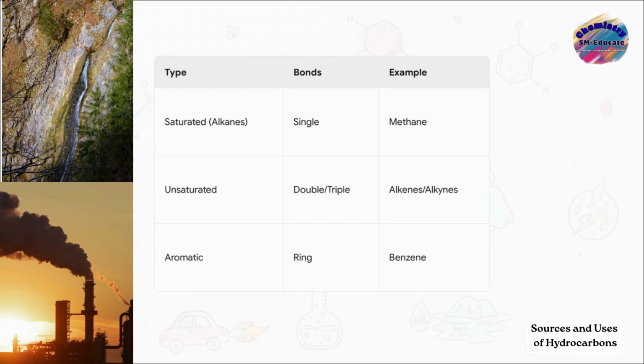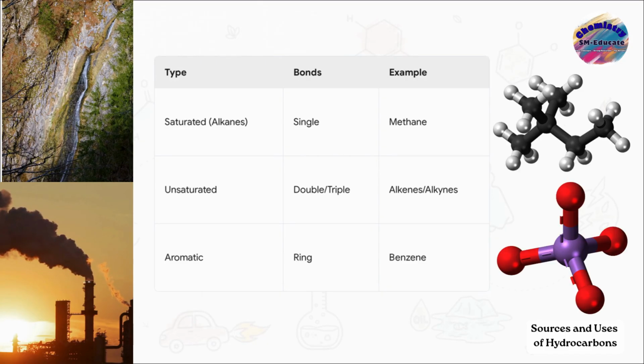It basically boils down to 3 main types based on their atomic bonds. And honestly, the names totally give away the structure. First up, we've got saturated hydrocarbons, like alkanes ending in -ane. Think methane. These are basically open chains with only single carbon-to-carbon bonds, completely saturated with hydrogen.